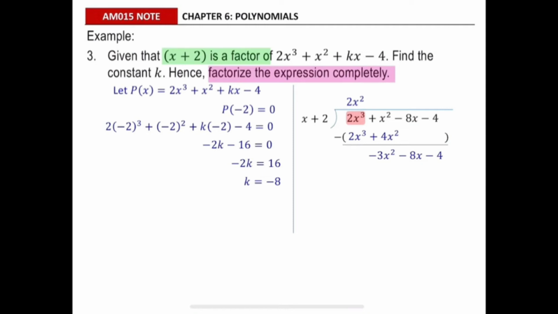And then we repeat the process again. Divide negative 3x squared by x, we get negative 3x. Then multiply negative 3x with the divisor, we get negative 3x squared minus 6x. After that we subtract, we get negative 2x minus 4. Divide negative 2x by x again and we get negative 2. Then multiply negative 2 with the divisor, we get negative 2x minus 4 and the remainder is equal to 0.